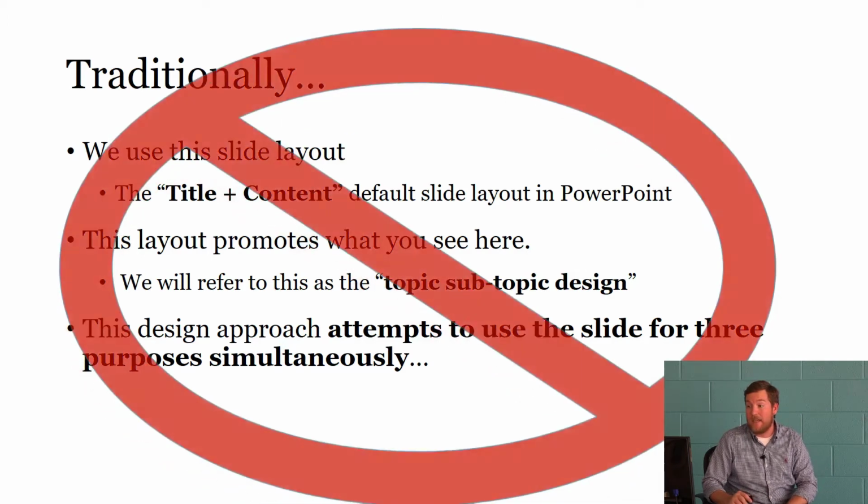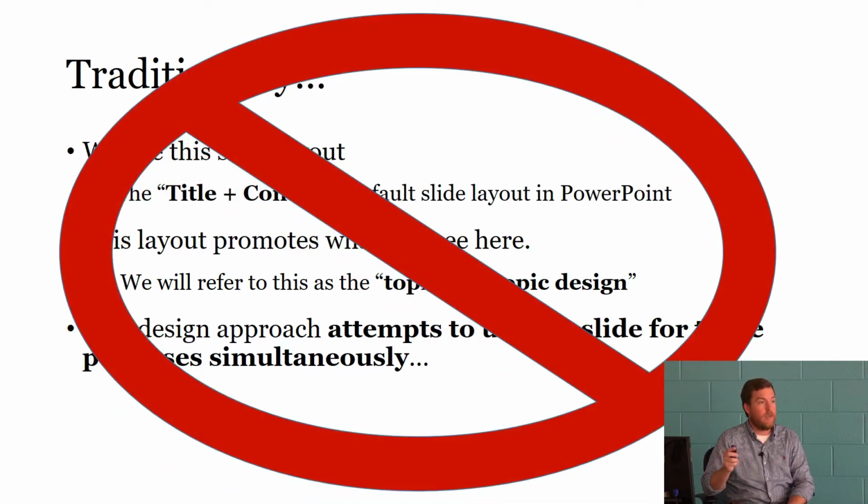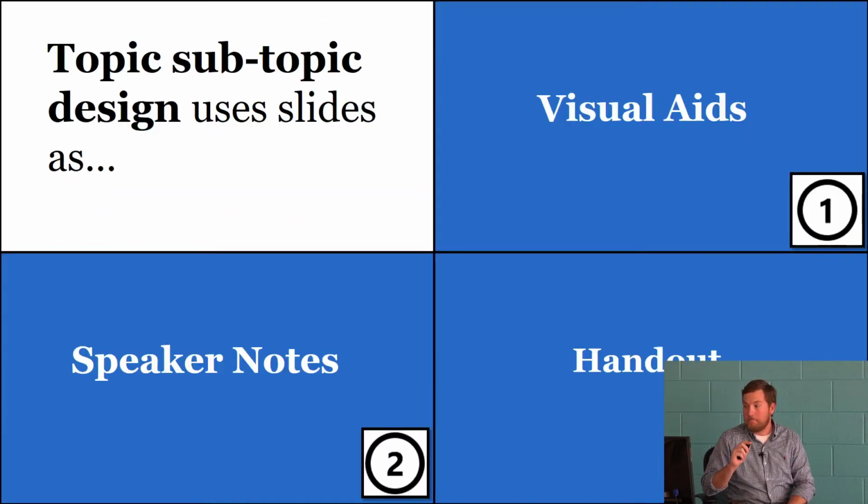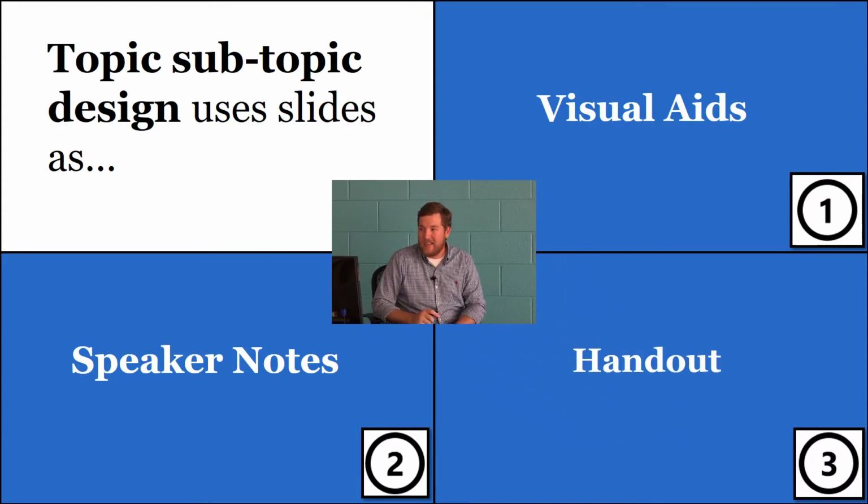The biggest problem with the traditional use of slides is that we're attempting to use this for three things at once, right? We don't want to do that. We want to use it for only one thing. The topic subtopic design uses slides as visual aids, handouts, and speaker notes all at the same time.